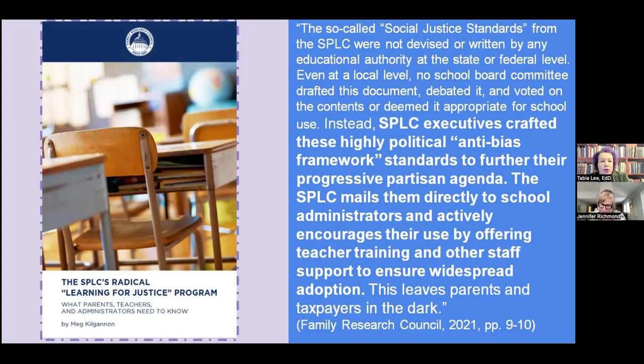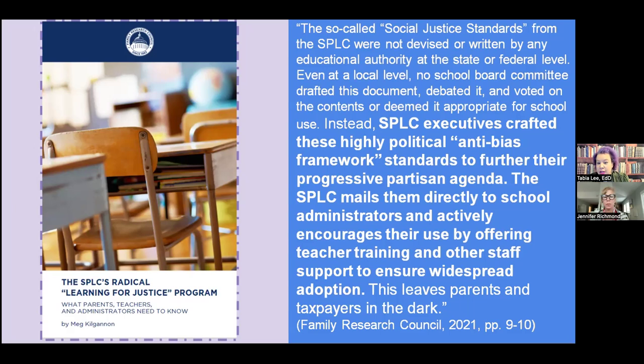And there have been several watchdog, parent, civil rights and civil liberties organizations who have really looked at these standards and found a number of problems with them. This one's coming from the Family Research Council. They say the so-called social justice standards from the Southern Poverty Law Center were not devised or written by any educational authority at the state or federal level. Even at a local level, no school board committee drafted this document, debated it, and voted on the contents, or deemed it appropriate for school use.